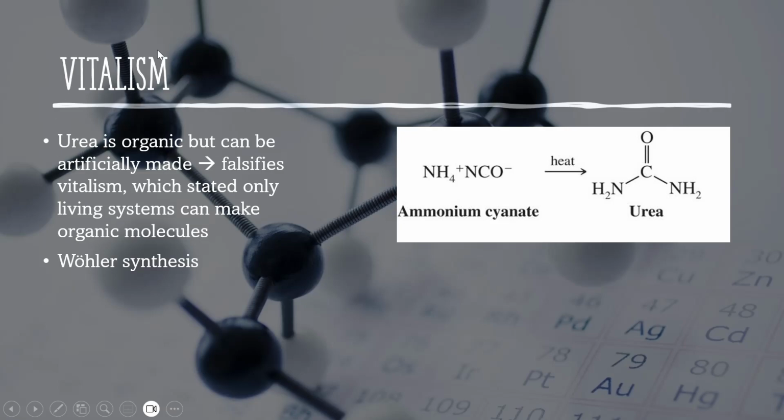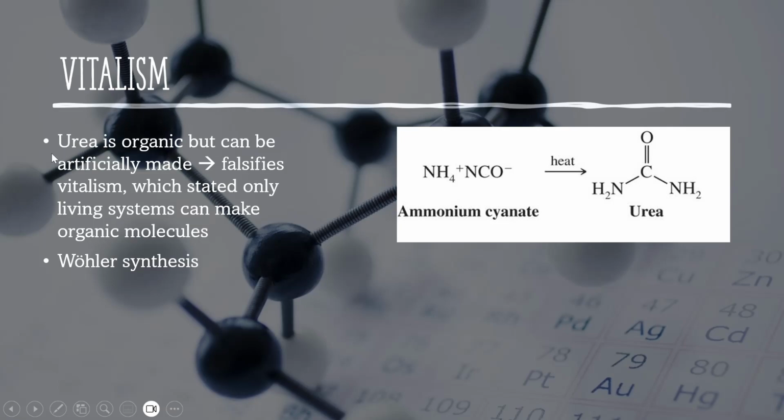You have to know about vitalism. So urea is an organic compound, but it's something that can be artificially made. Vitalism is the idea that organic molecules can only be made from living systems. Otherwise, we wouldn't have organic chemists.